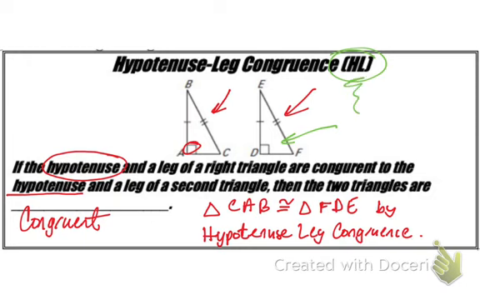Now, the hypotenuse is always located across from the right angle. So this is your hypotenuse right here. And if you have the hypotenuses in both triangles shown to be congruent, and a leg, so one of the other two sides, marked congruent in both triangles, then that's sufficient information to say that the two triangles are in fact congruent to one another by hypotenuse leg congruence, or HL.